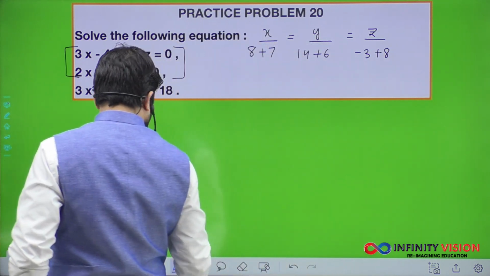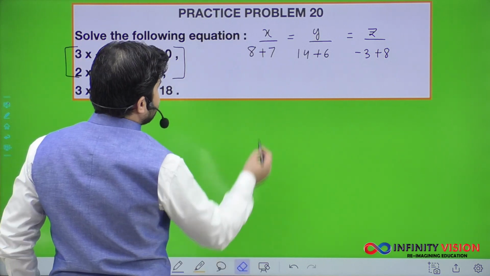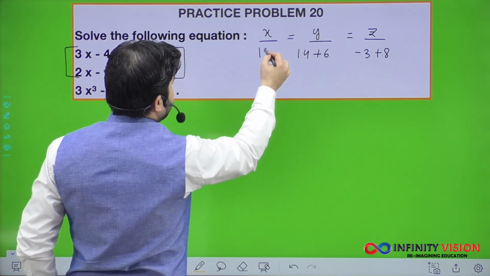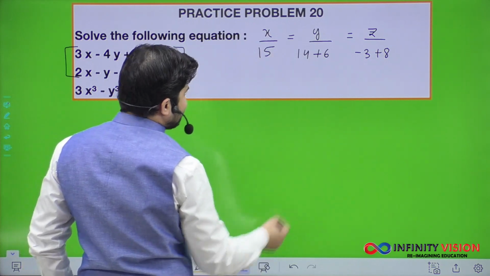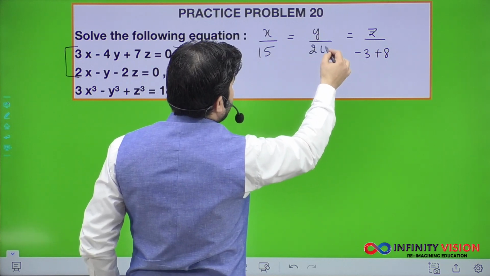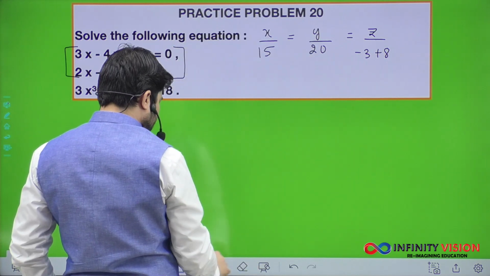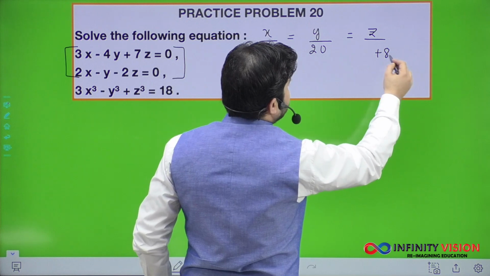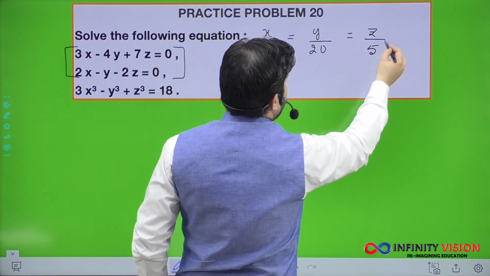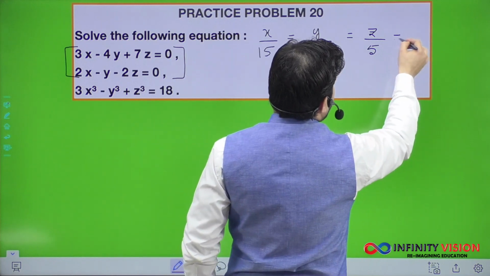So now what I can do, instead of 8 plus 7, I can simply write 15. So I'll just write 15 here. Instead of 14 plus 6, I can write 20. So I'll just write 20 here. And for 8 minus 3, I'm just going to write plus 5. So that would be a simple one. And then I can say they all are equal to lambda.